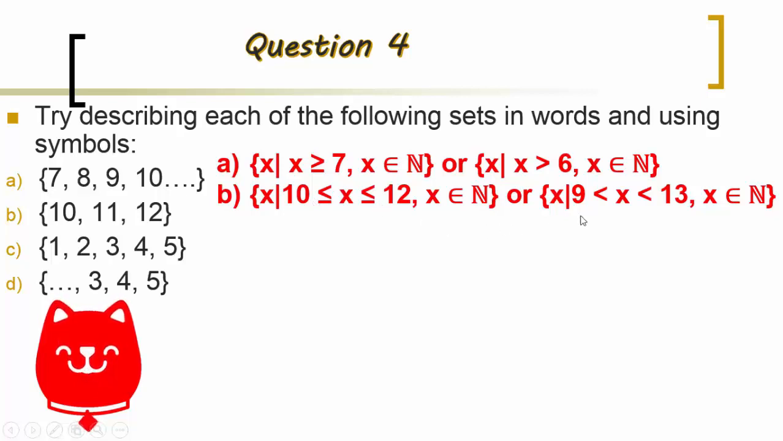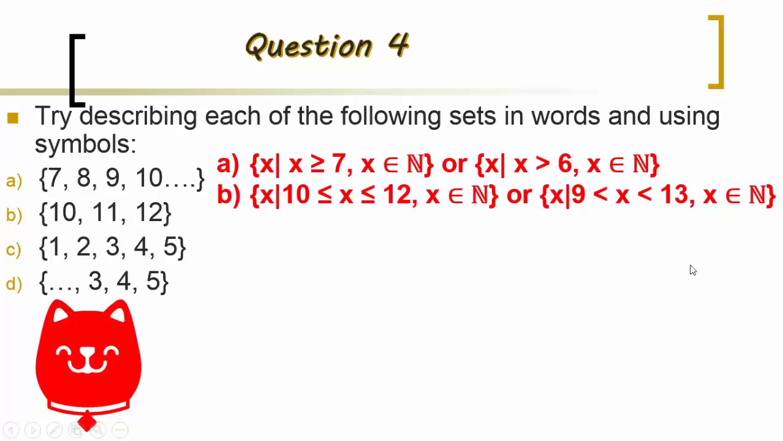Or, because it is the natural numbers, we can write it as the set of all x such that x is greater than 9, which means it doesn't include 9, so it jumps right up to 10, and x is less than 13, which means it doesn't include 13, which means it just goes to 12, where x is an element of the natural numbers.